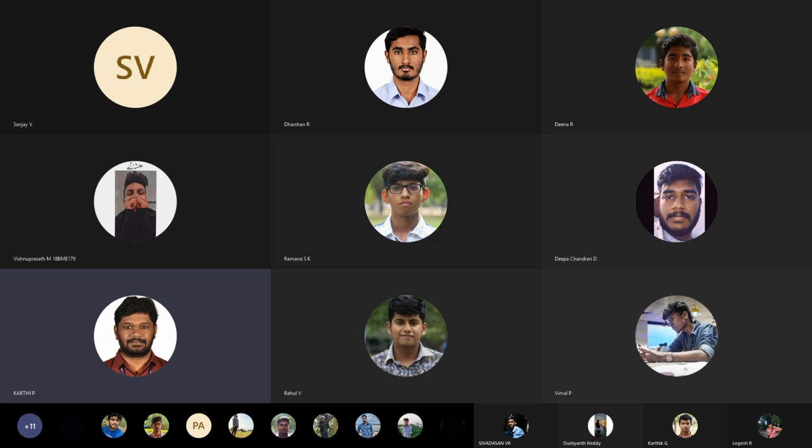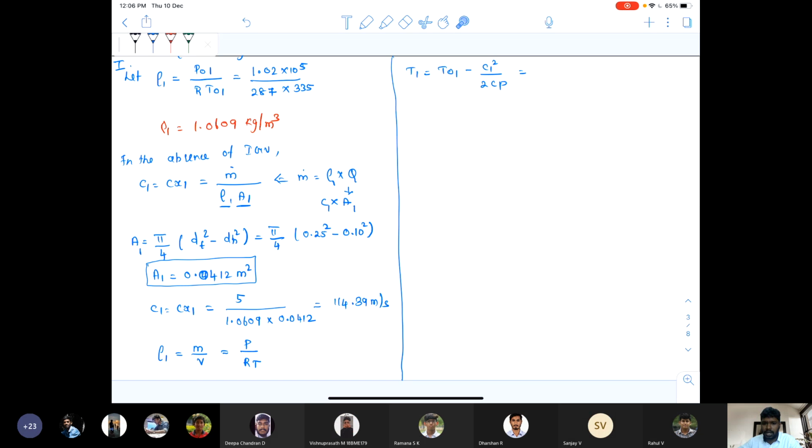C1 is equal to T01 minus C1 square divided by 2Cp. By substituting the value of T01, which is 335, minus C1 square by 2Cp is C1 square. We have found the value of C1 as 114.39 meter per second. By substituting that value, C1 is 114.39 square divided by 2 into the value of Cp, which is 1005.